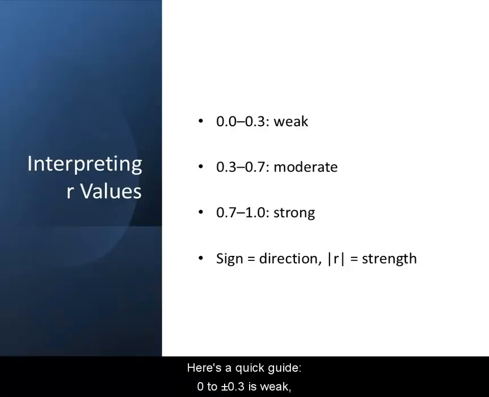Here's a quick guide. 0 to plus or minus 0.3 is weak, plus or minus 0.3 to plus or minus 0.7 is moderate, and plus or minus 0.7 to plus or minus 1.0 is strong. Remember that R only describes linear relationships. Always check a scatterplot too.